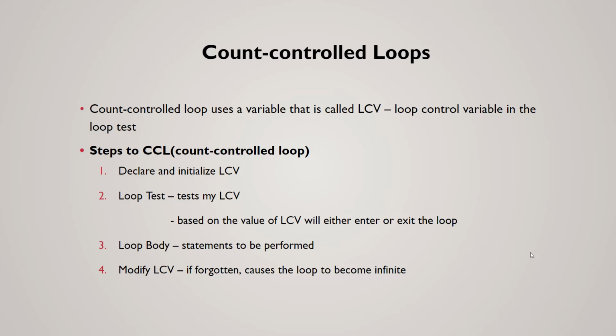Lastly, we need to modify the LCV. It's important to know that if you forget to modify the LCV, your loop will become infinite, especially in a count controlled loop, because you need to increment the count of how many times you've been through the loop. If you never increment it, and we're always checking if it's less than or equal to 5, and you initialize it to 1, it will be 1 forever. You'll never exit the loop. It'll just keep doing the loop body repeatedly.